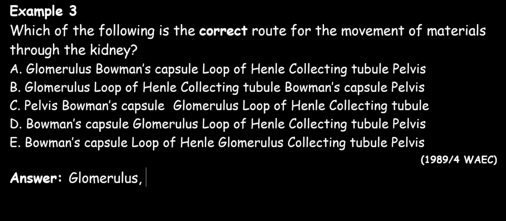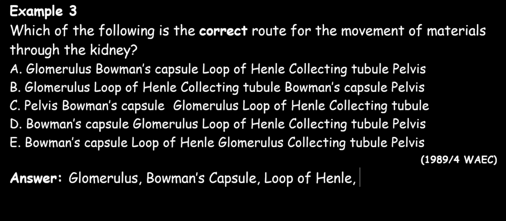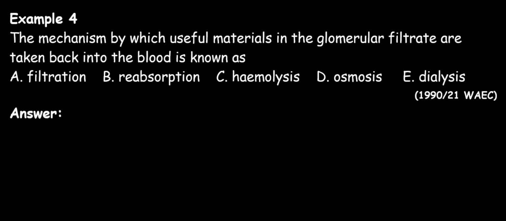The route of material through the kidney is actually from the glomerulus to the Bowman's capsule to the descending tube to the loop of Henle to the ascending tube to the collecting duct to the pelvis. That is why A is the correct answer, because A shows that from the glomerulus, it moves to the Bowman's capsule, then to the loop of Henle, to the collecting tube, and then to the pelvis. Now we'll go to our next question.